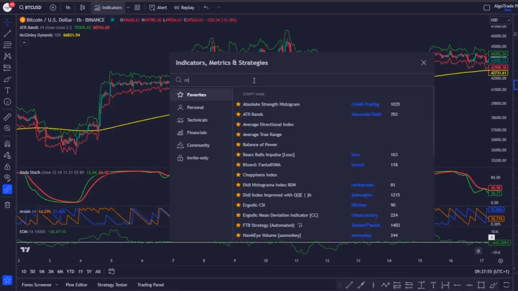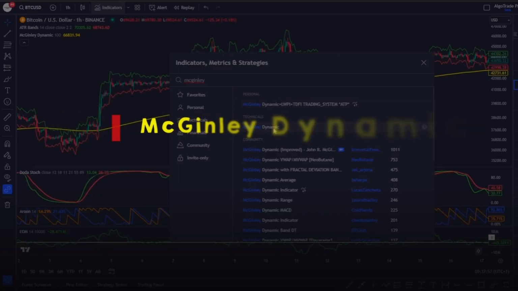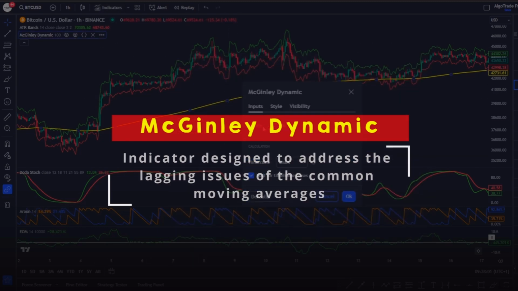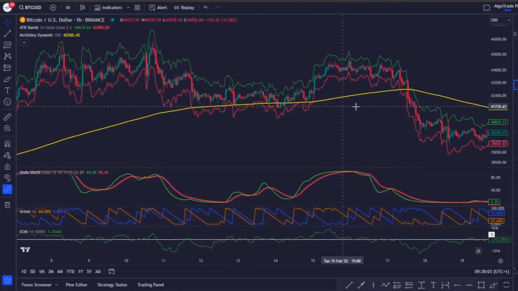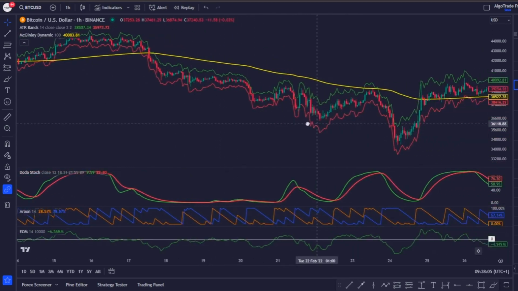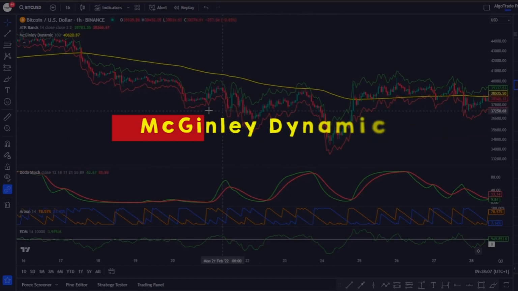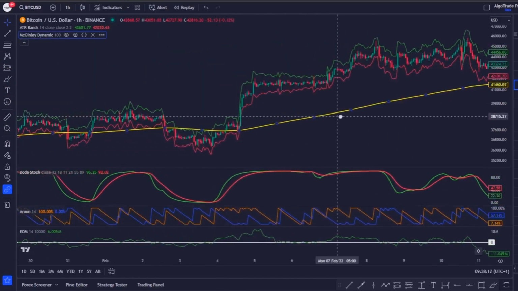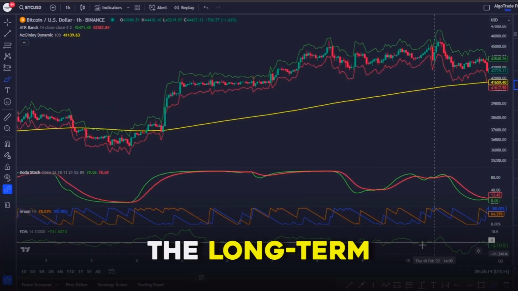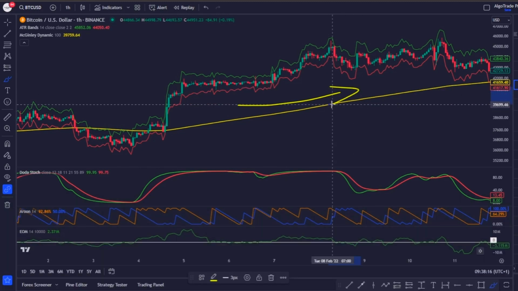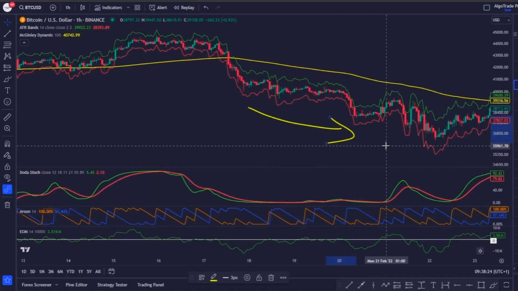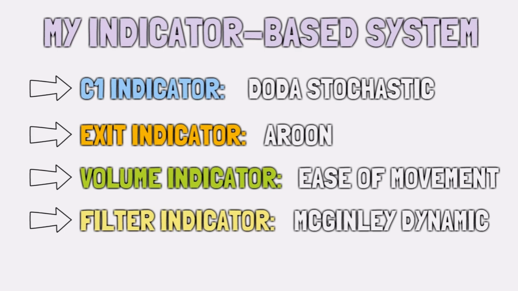For those who don't know, the McGinley dynamic is an indicator designed to address the lagging issues of common moving averages. This makes it specifically useful in volatile markets, as it responds more dynamically to price changes. And as I previously told you, we will use it just to filter the long-term market trend. So, we will only buy when the price is above it, and we will only sell when the price is below it. And with that, our system of indicators is complete.